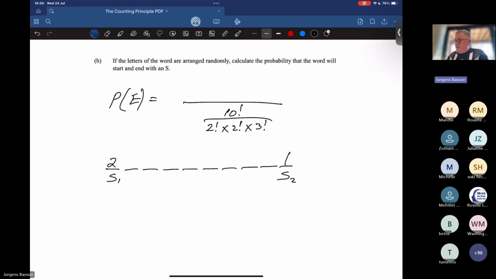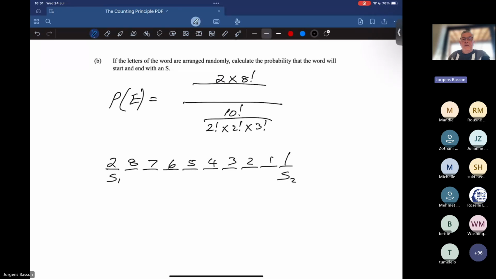So now I placed the 2 S's, and now I want to know what about the rest. So you will agree we've got now 8 left. So it's 8, 7, 6, 5, 4, 3, 2, and 1. And when we multiply, you will notice that that will give us 8 factorial, and there is a times 2. So that means what we need to do is we need to say that this is 2 times 8 factorial.